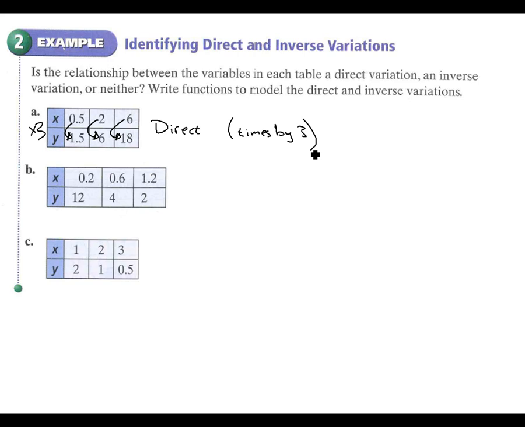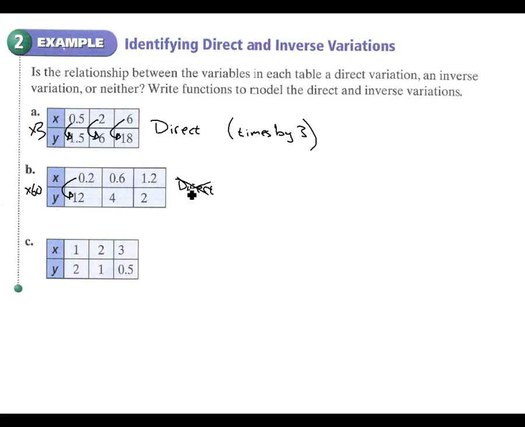Let's check the next one. 0.2 times something to get to 12. Not sure, but I know 2 times 6 is 12, so this would be times 60. All right? Is 0.6 times 64? I'm not sure, but I know 6 times 6 is going to give me 36, so it can't be 4, so it is not direct.